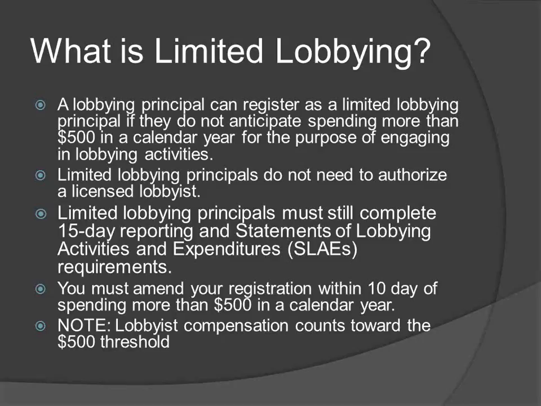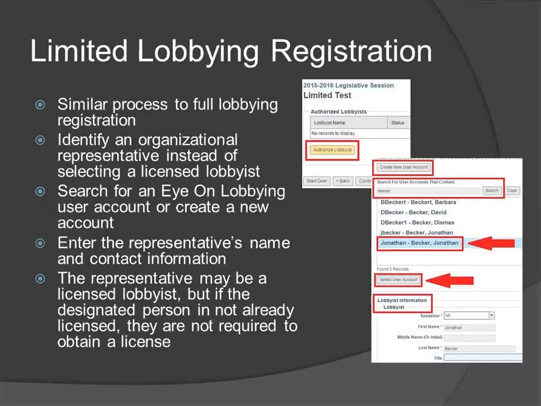Principals must amend their registration within 10 days of spending more than $500 in lobbying-related expenses. Please contact GAB staff if you believe you are eligible and interested in a limited lobbying registration. Please note that lobbyist compensation counts toward the $500 threshold.